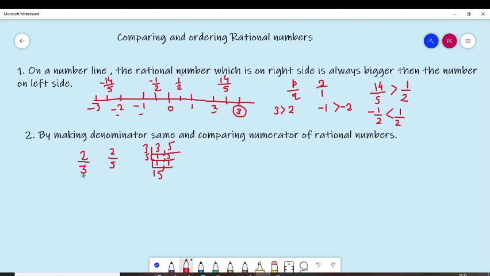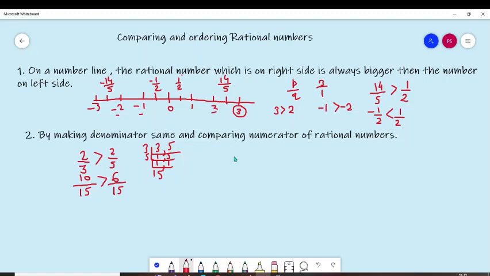So let us make the denominator of both rational numbers 15. To make it 15, we have to multiply both numerator and denominator by 5. 5 2s are 10 and 5 3s are 15. And on this side, we have to multiply numerator and denominator both by 3. Then the denominator will become 15. So 5 3s are 15 and 2 3s are 6. Now the denominators are the same. Now we will simply compare the numerators. Here the numerator is 10 and here it is 6. 10 is greater than 6, right? So this rational number is bigger than this rational number, or simply we can say 2/3 is greater than 2/5, right?